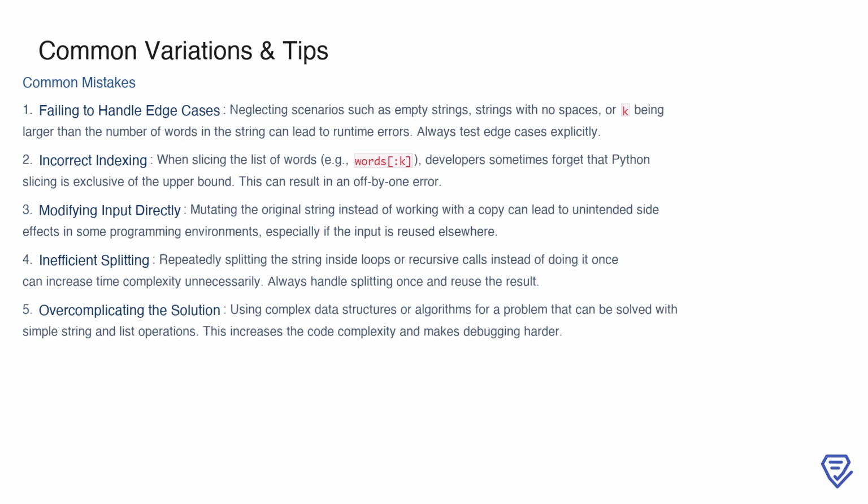First, failing to handle edge cases can lead to runtime errors. Examples include empty strings, strings without spaces, or when the value of k exceeds the total number of words. It's crucial to explicitly test your code against these scenarios. Another mistake is incorrect indexing during slicing. For instance, in Python, slicing with words[:k] excludes the upper bound, so overlooking this can cause off-by-one errors.